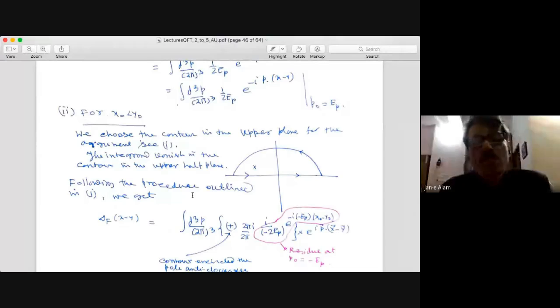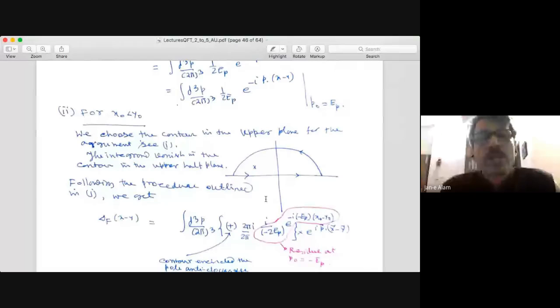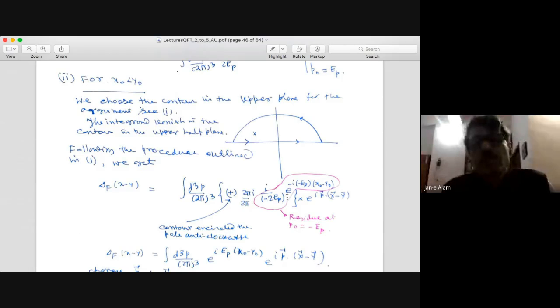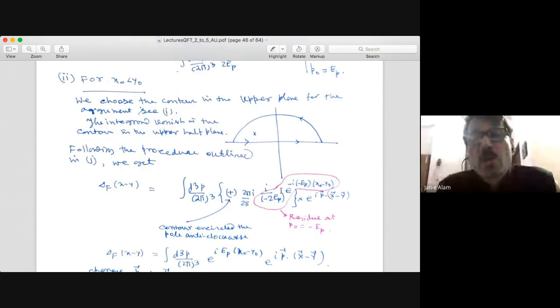Then following the same procedure, you can find the residue at the pole p0 equal to minus Ep plus i epsilon. Within the curly bracket, you can perform this dp0 integration. What you will get here is d^3p by (2 pi)^3. There is no negative sign; it is a positive sign, because the contour is again in the anti-clockwise direction. And then the i was already there, and this is the pole, minus y0. That was the value of the residue.